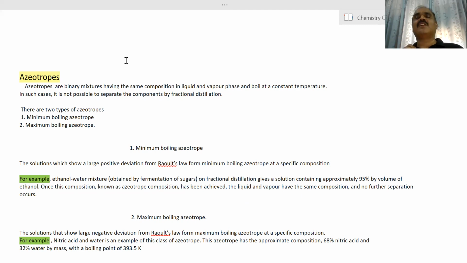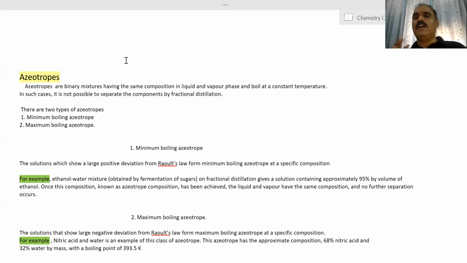That solution is called azeotrope. Clear? If a solution boils without any change in concentration. Solutions do not boil like this. Pure solvents boil without any change in composition.